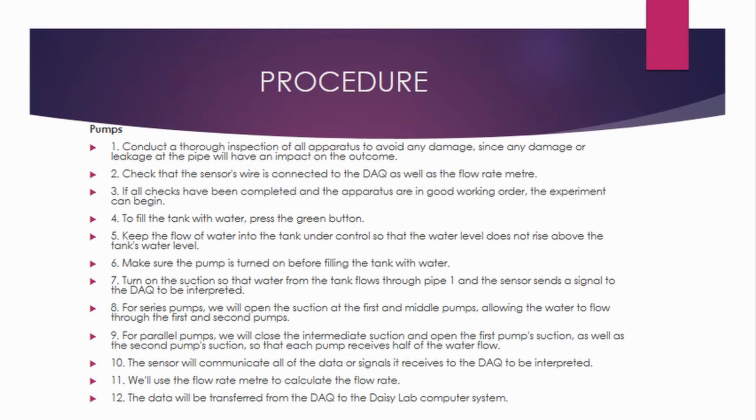Number 10, the sensor will then communicate all the data or signals it receives to the DAQ to the interpreter. Number 11, we will use the flow rate meter to calculate the flow rates. Number 12, the data will be transferred from the DAQ to the DaisyLab computer system.